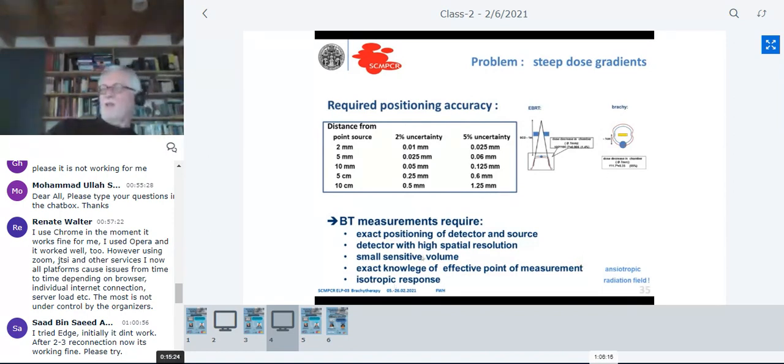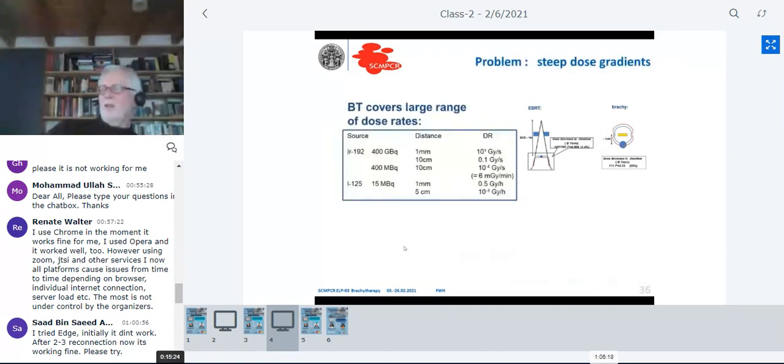So this goes through different other things. You need a large dynamic range of the source, because you have large dose, steep dose rate decrease. You have large differences in dose rate close to the source compared to the dose rates at a few centimeters.